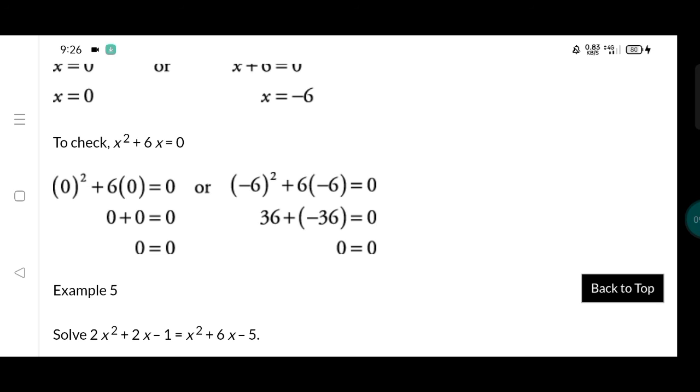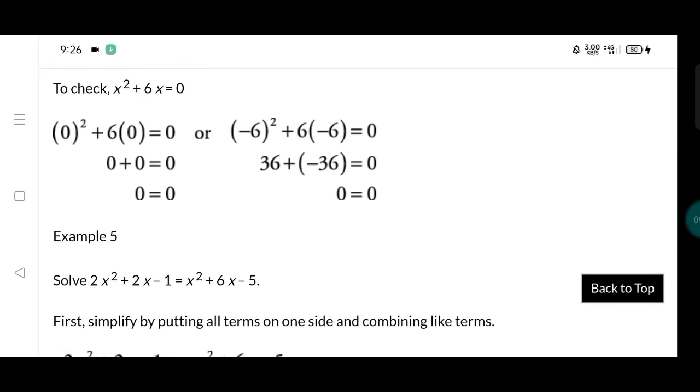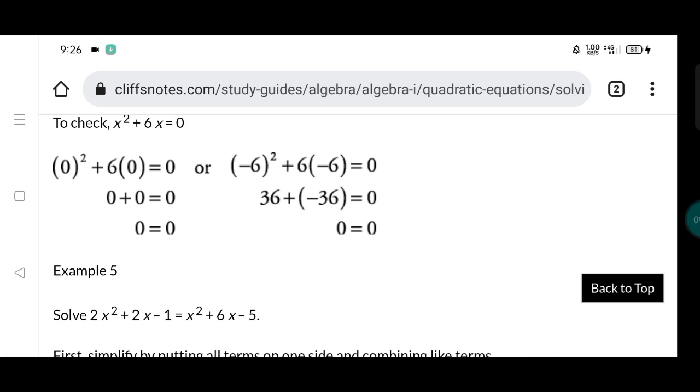-6 squared plus 6 times -6 is equal to 0. -6 squared is 36, plus 6 times -6, so 36 plus -36 equals 0. So 36 plus -36 is 0.